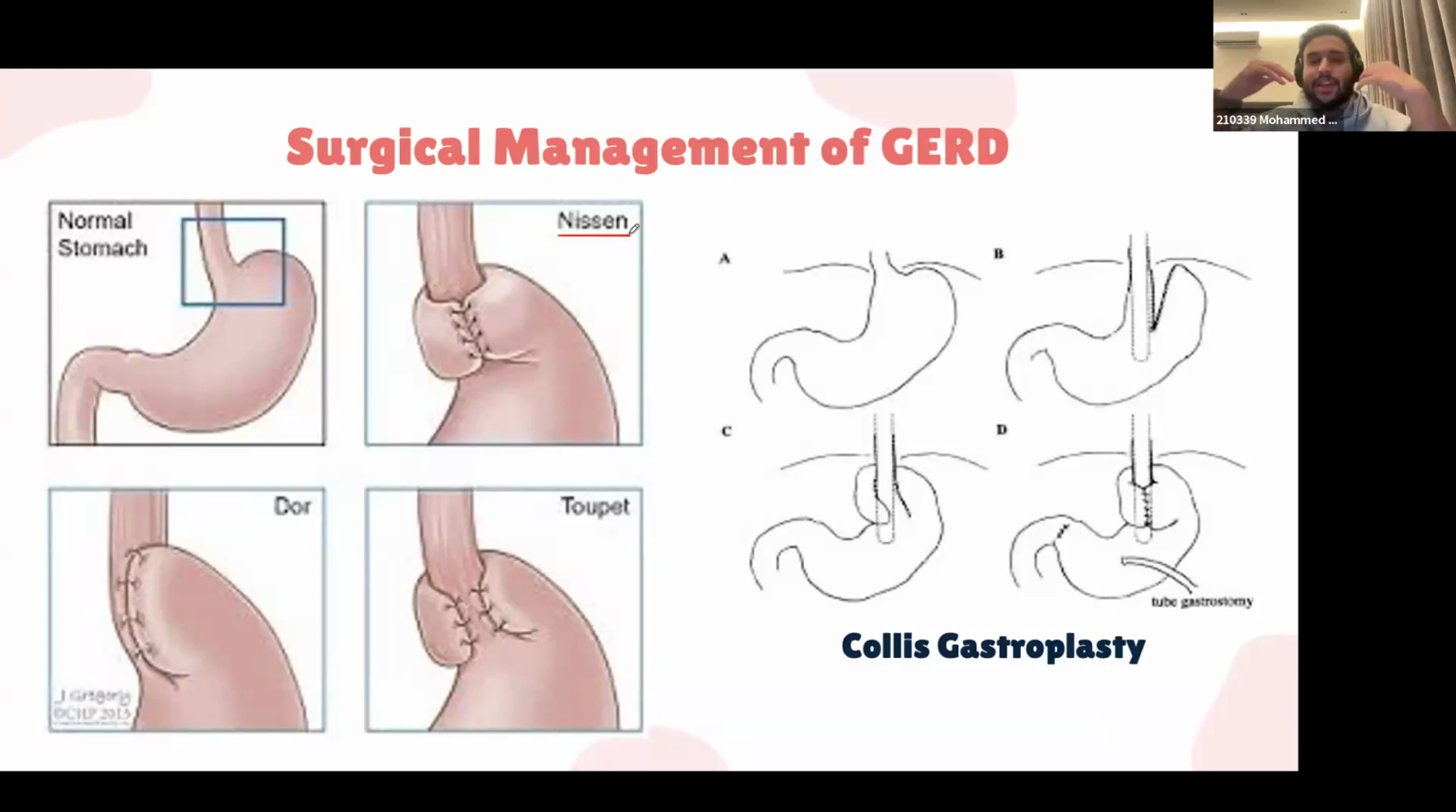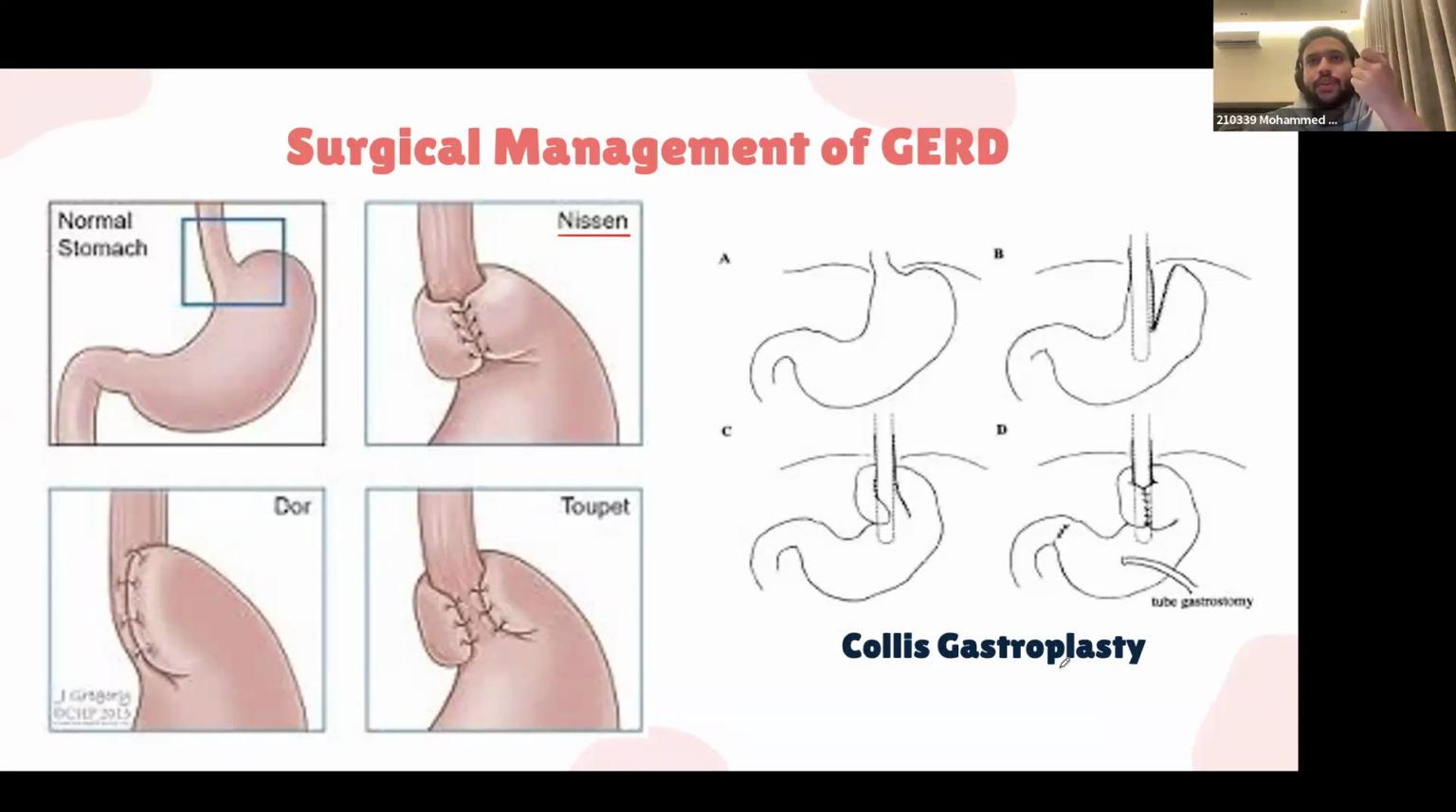Okay. Nissen is 360, so it's around the esophagus fully. There are other two, such as Dor and Toupet. You don't need to know them, honestly, so ignore these two. But Dor is anterior, Toupet is posterior, and that's it. I don't think you need to know the specifics of them. Okay, so Dor is just anterior, Toupet is 270 degrees posterior. Okay, that's it for this. There is another thing you could do, it's called Collis gastroplasty.